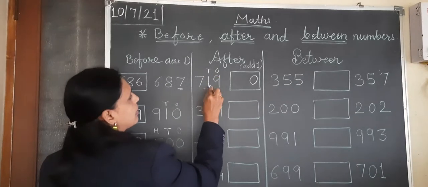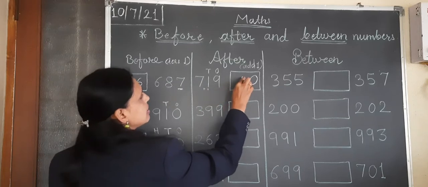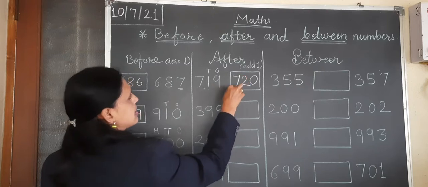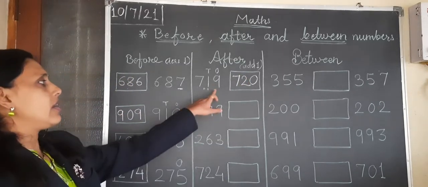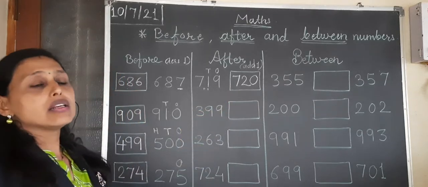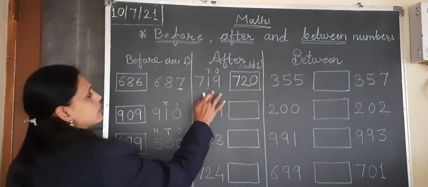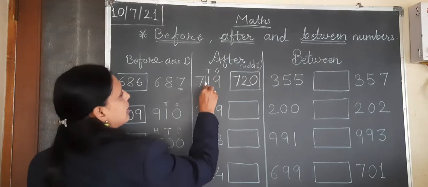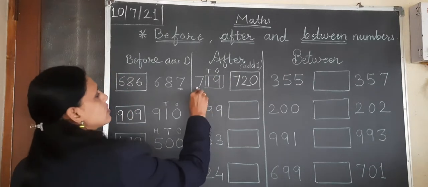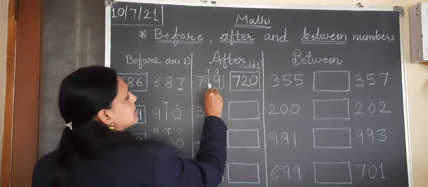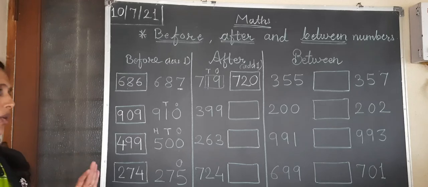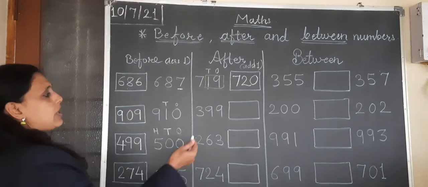And what will it become? This one and this one, 2. And 7 as it is. So after 719 there comes 720. You can do it this way also. 719, after 19 there comes 20. So 7 as it is, and instead of 19 you write 20. This way also you can do. In the next example we'll do that.